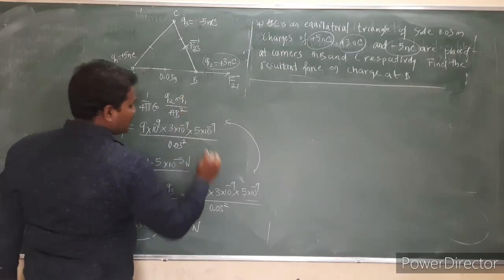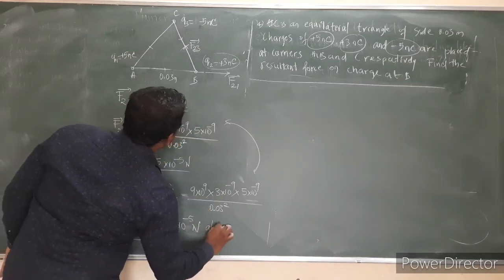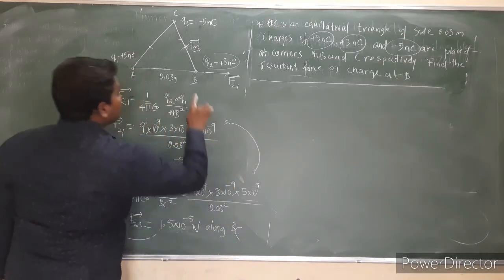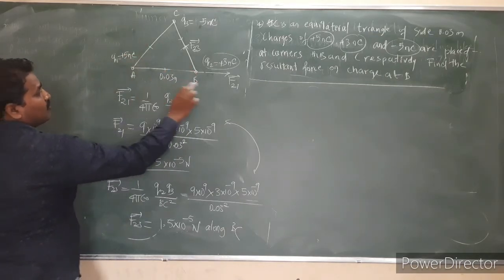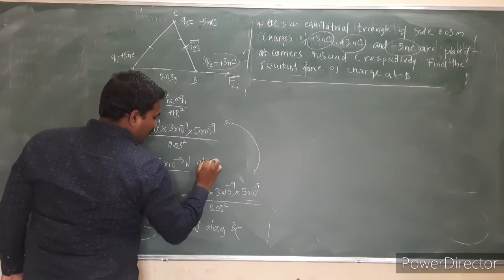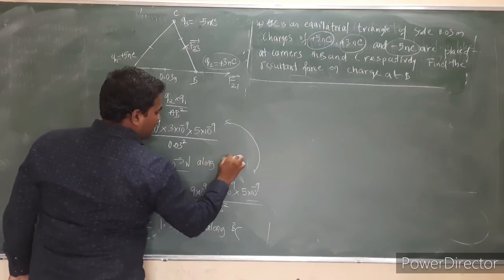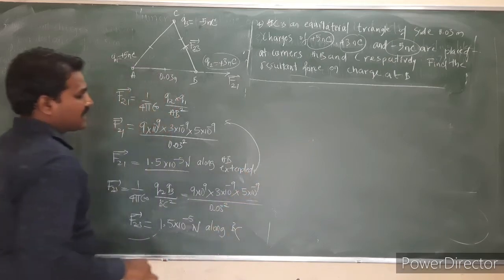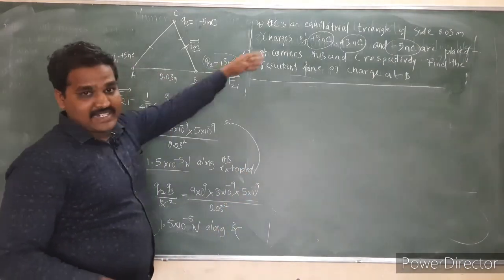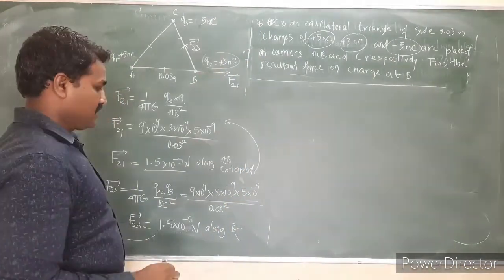And what is the direction of this force? This force F23 will be acting along BC. And this F21 will be acting along AB extended. So this force is acting along AB extended, along positive x direction.